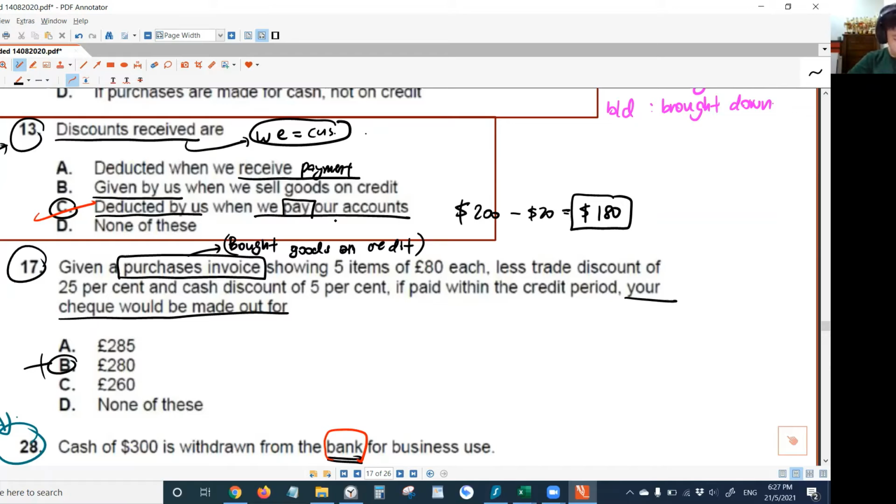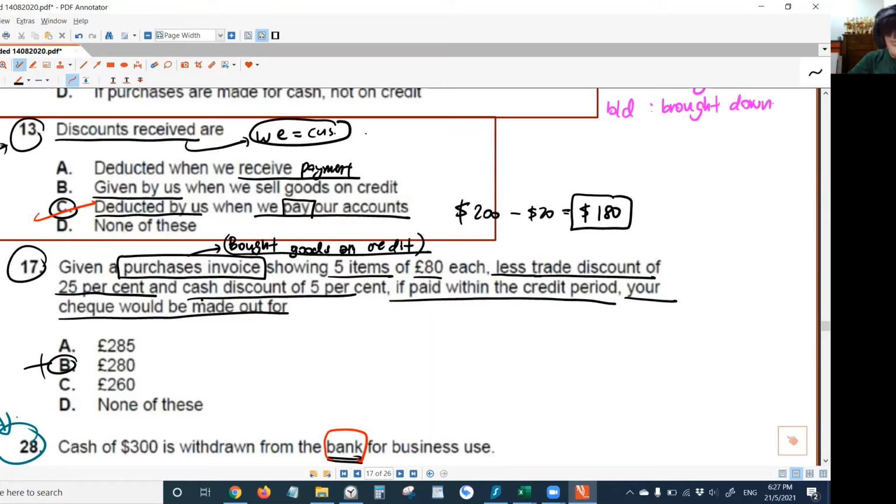So initially you bought goods on credit. Purchases invoice means you bought goods on credit. 5 items, $50 each. Less trade discount of 25%, indicating that this $80 is before deducting. This is before deducting the trade discount. When you see the word less trade discount, it means $80 is the original price. And cash discount of 5%, if paid within the credit period, your check will be made out for.